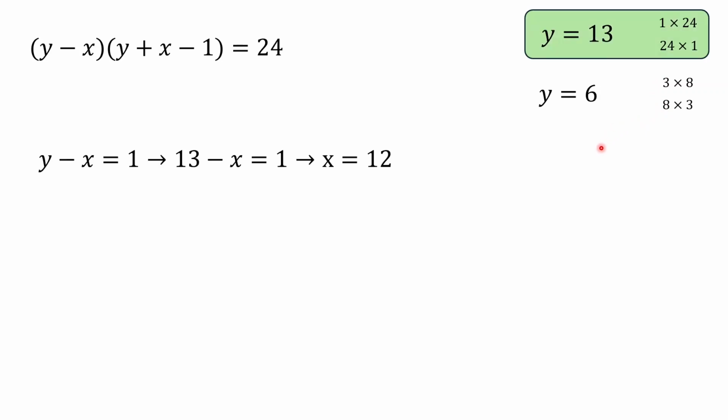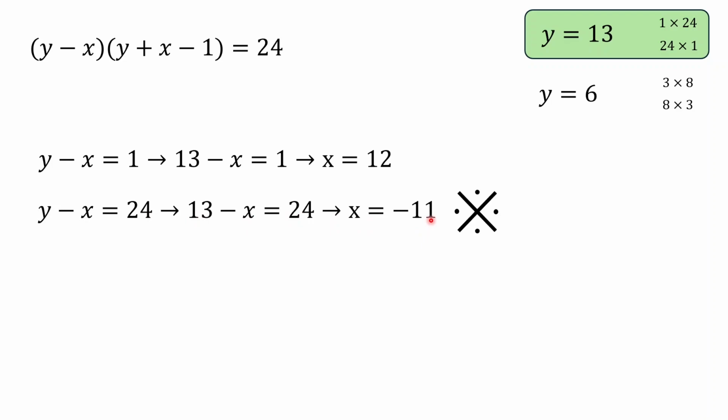Let's take this one. So y minus x is equal to 1. y is 13, minus x is 1, so x will be 12. The other case, y minus x is 24. 13 minus x is 24, x becomes minus 11, but this is not acceptable because it's negative. For this case, y is positive, x is positive.